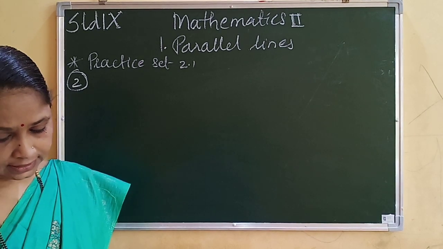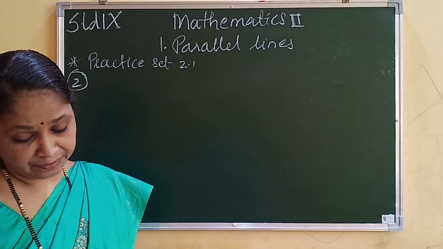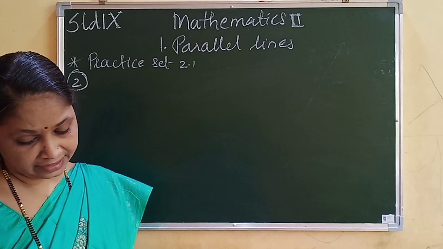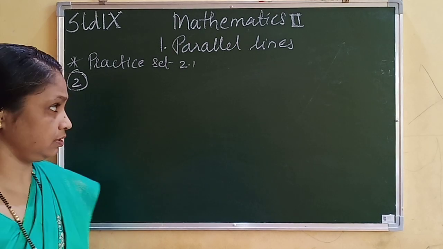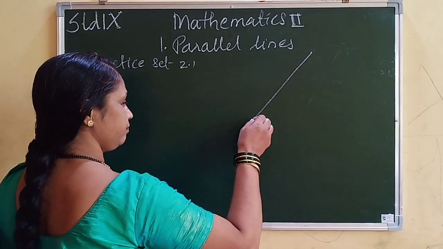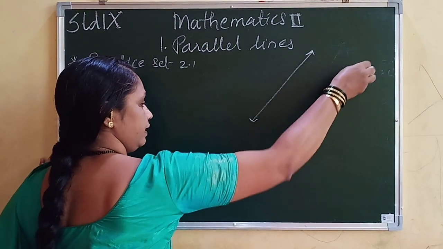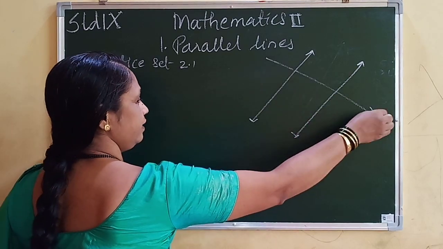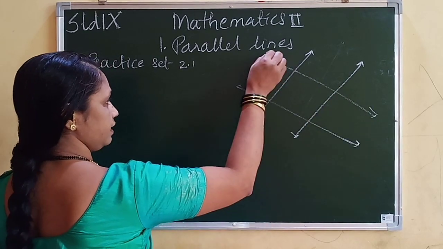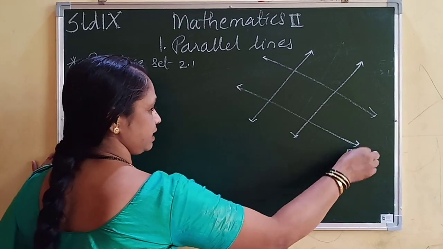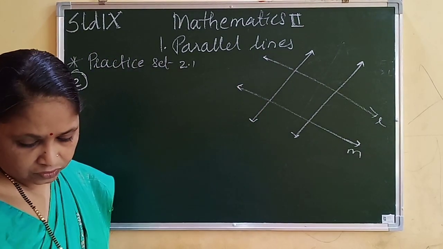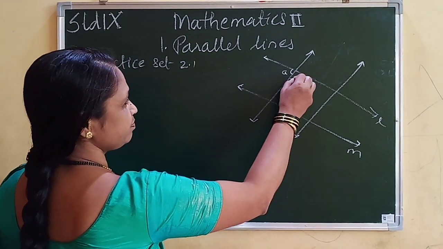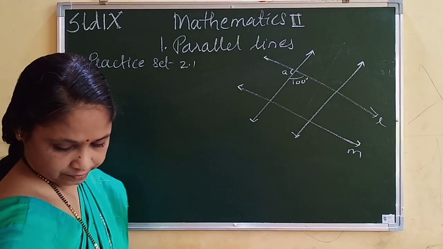Question number 2 is, in the given figure, the line P is parallel to line Q, and line L and line M are the transversals. In this figure, line P and line Q are the parallel lines and line L and line M are the transversal lines. This is M and this is L. Now they have given this angle as angle A and this measure is given as 100 degrees.